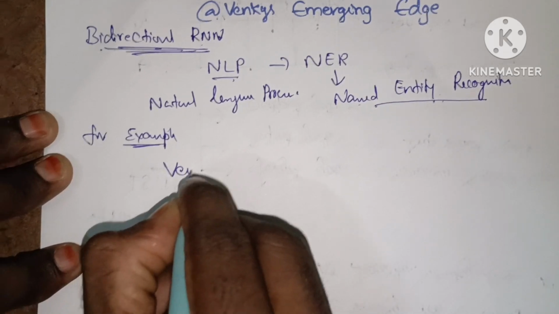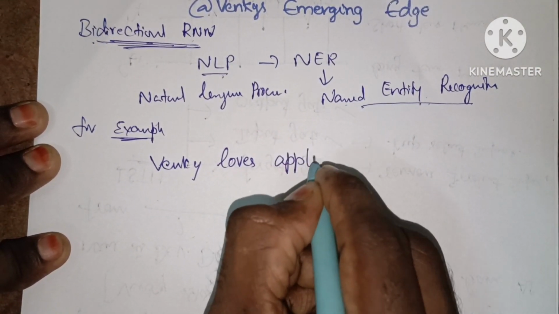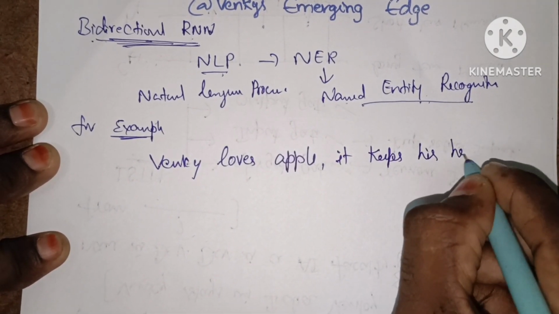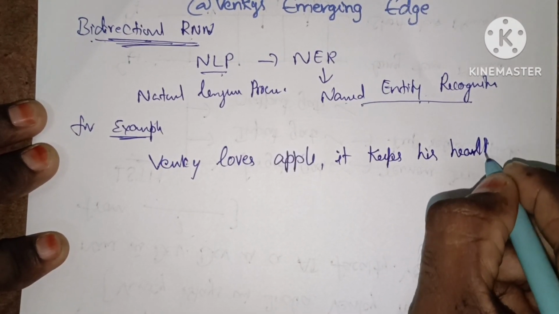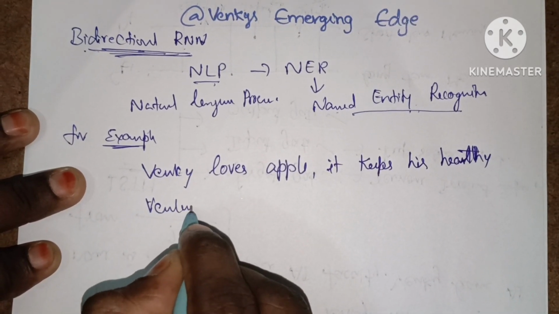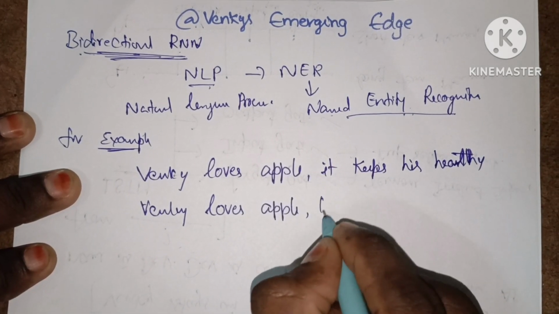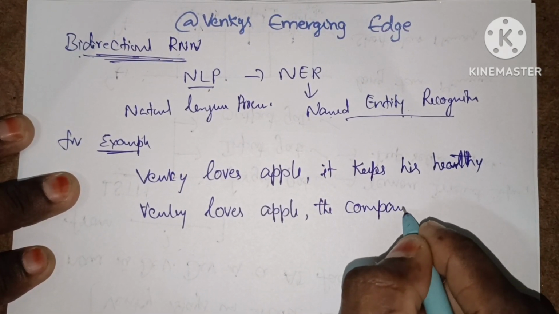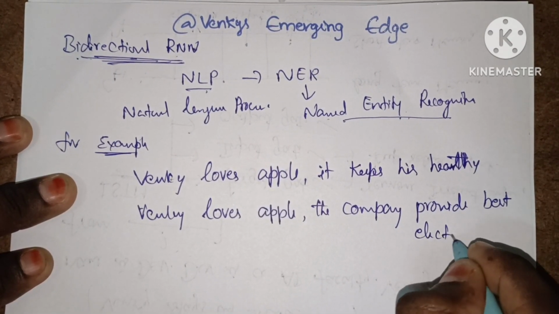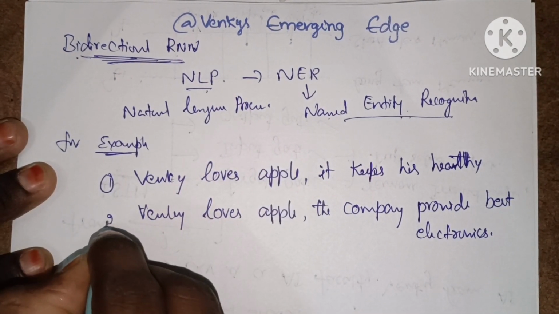One more statement. Venki loves apple. It keeps him healthy. Is it clear? Next, one more statement. Venki loves apple. The company provides the best electronics. Is it clear? This is the first statement. This is the second statement.